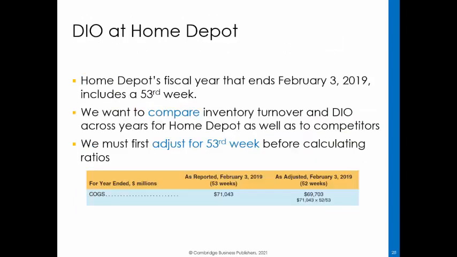sale. Recall that Home Depot's fiscal year that ended February 3, 2019 included a 53rd week. We want to compare inventory turnover and days sales inventory across years for Home Depot as well as to competitors. To do this, we must first adjust for the 53rd week before calculating ratios. To do this, we multiply the inventory in the balance sheet by 52, divide by 53 to obtain the adjusted amount.